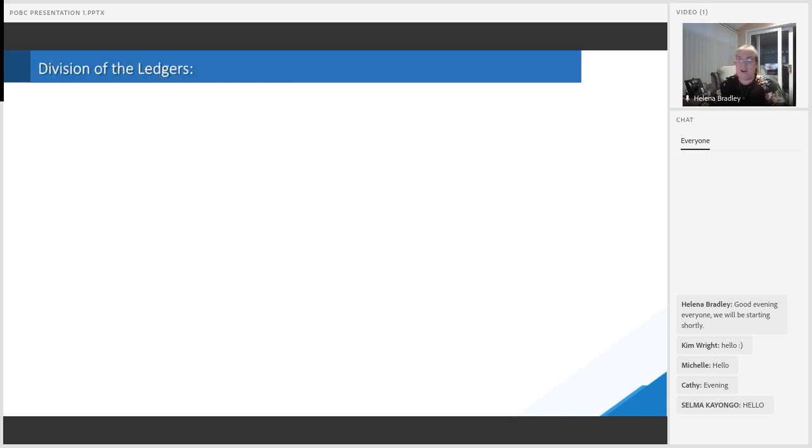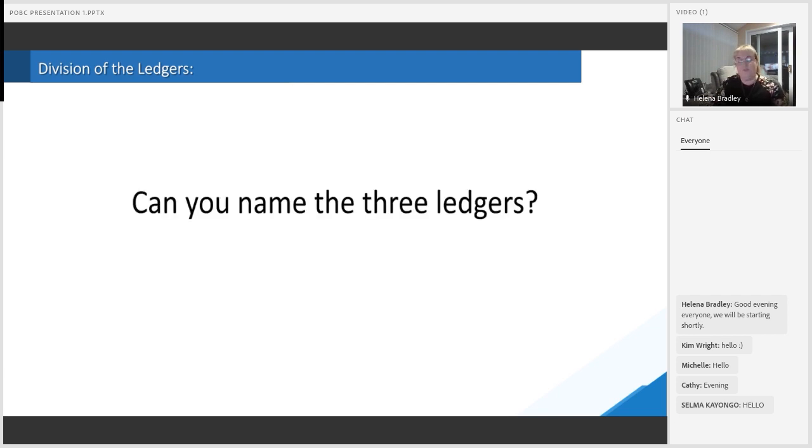Okay, so we're going to kick off with a bit of revision from the first module. In the first module, you would have come across 3 ledgers. So guys, it's not a test. It doesn't matter if you don't know. But what do you think those 3 ledgers are?